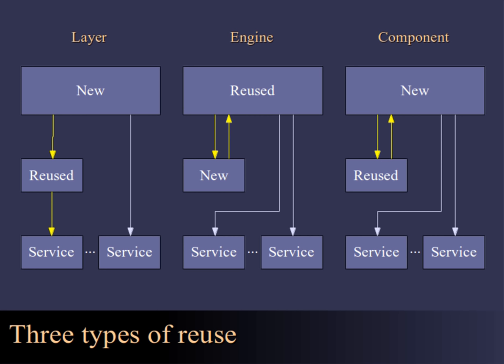Before I get into it, I just wanted to quickly go over the types of reuse that we typically see. The first kind here on the left is what I call layer, which is like an OpenGL or Direct3D kind of thing, where you've got new code that you're writing on top, which is your game. You've got reused code, which is the layer, the Direct3D part or whatever the API is, that's provided to abstract some service at the bottom, like the 3D hardware. This kind of reuse is pretty common now, and it seems to be working relatively well.